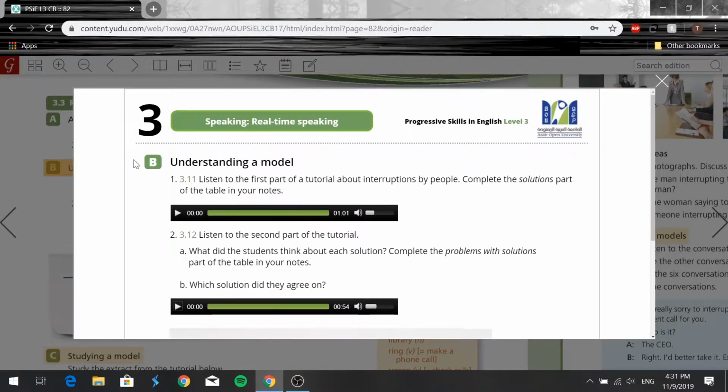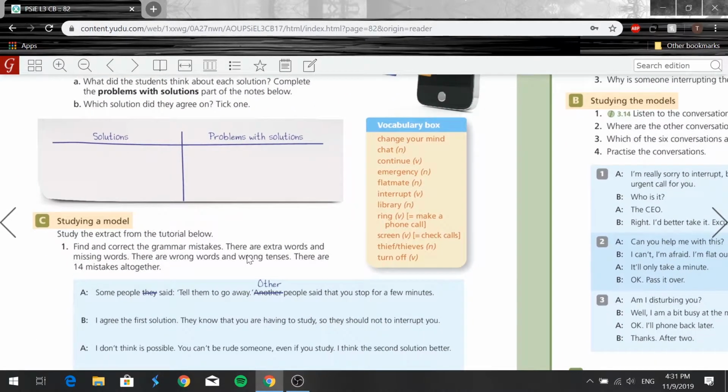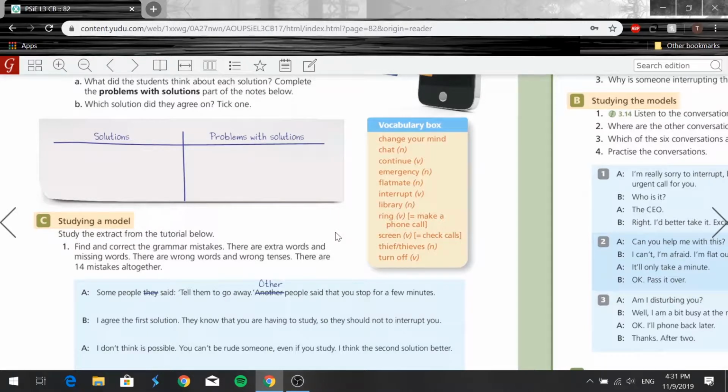Alright, you guys, so that was exercise B. Now let's go to the vocab box before we move on. Here we have change your mind, chat, continue, emergency, flatmate, interrupt, library, ring, make a phone call, screen, thief/thieves, and turn off. Okay?